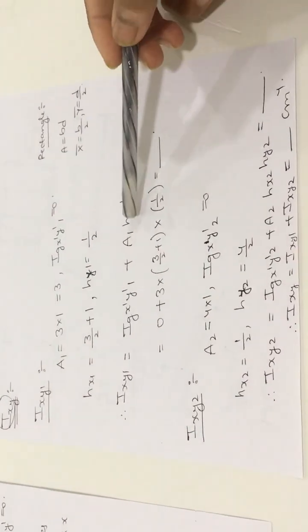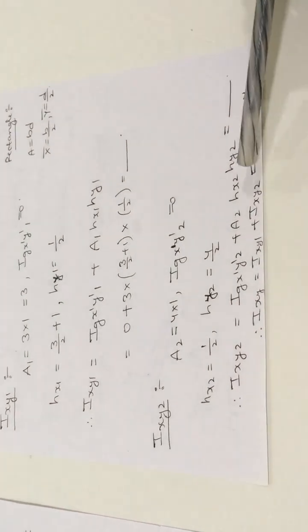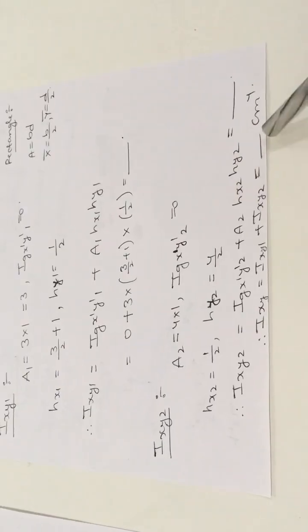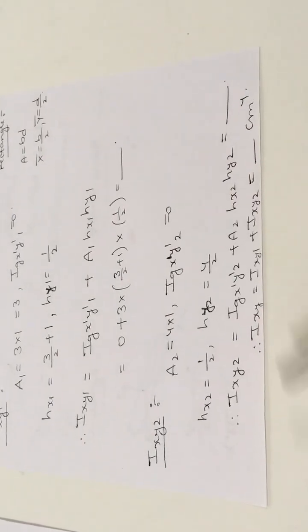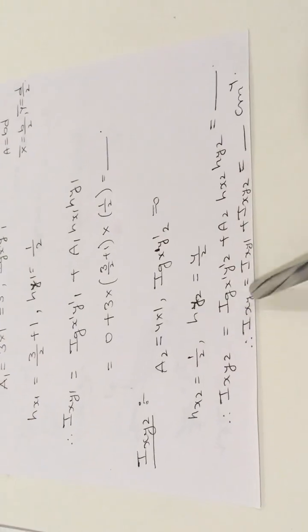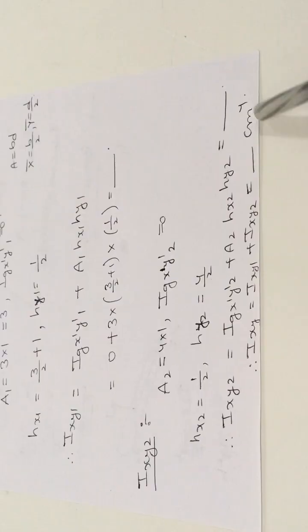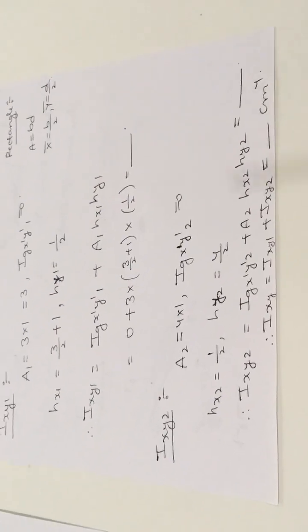Now as it is a composite section, add ixy1 and ixy2. You will get the ixy for the complete L section. So ixy, the product of inertia about xy for the complete L section, you will get in terms of centimeter to the power of 4 value.